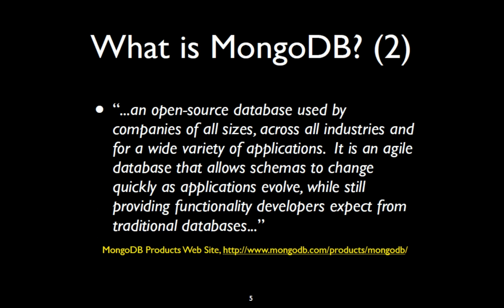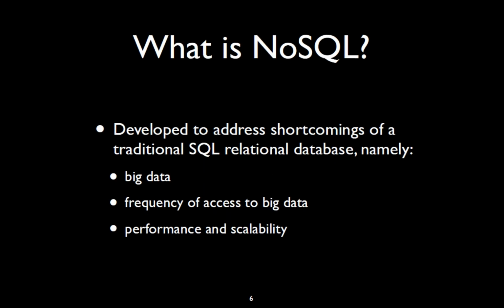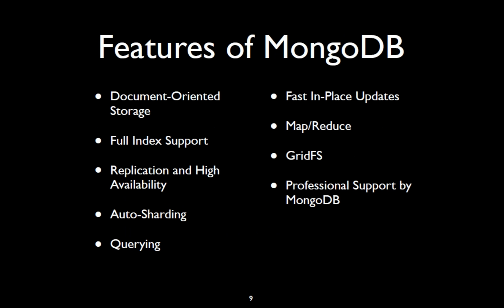It's an open database that can be used for lots of different applications by companies of all sizes across industries. It's used a lot for internet and web-related things. NoSQL is the whole movement of going away from relational databases to support things like big data and frequent access to big data, and to get better performance and better scaling from databases. Here's a list of some of the features of MongoDB.